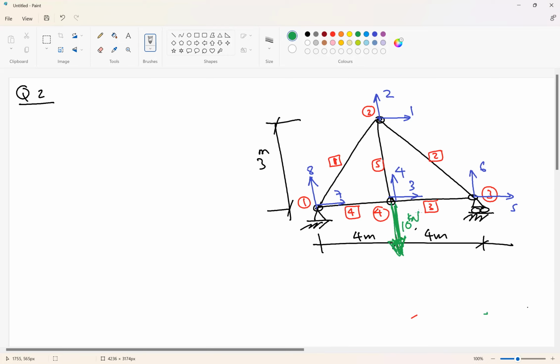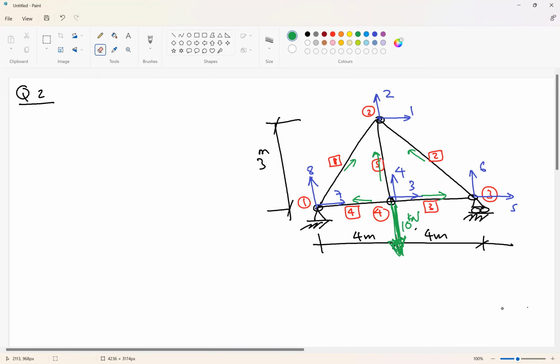If you look at the problem, this is the direction of the members. This is member 1, this is member 5, this is member 2, this is member 4, this is member 3. You don't have to be similar to this, but if we can, follow this example.